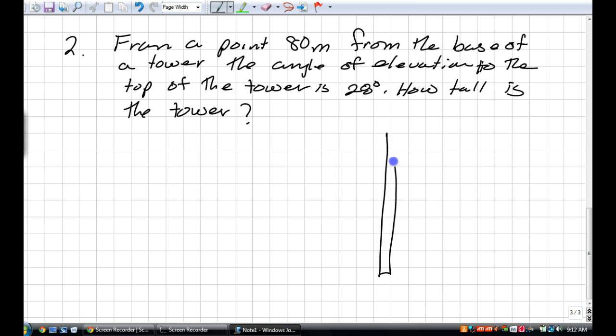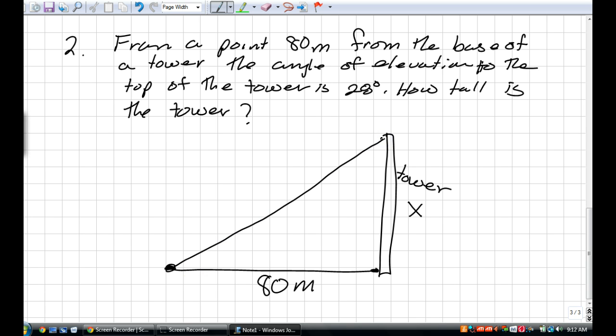So we're going to let this be the tower. And that's what we don't know. But we know that from a point 80 meters from the base, the line of sight forms an angle of 28 degrees. Right, so now that we have our picture, what we do is we step back and we say, okay, which trig function can I use here?